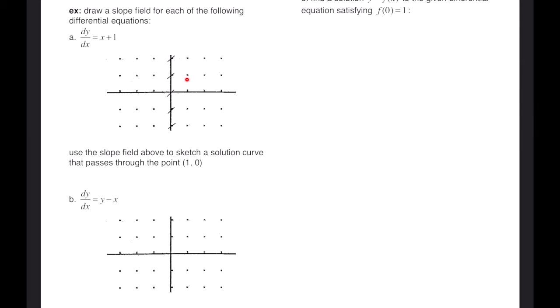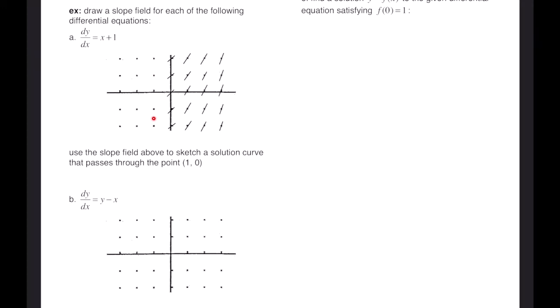Moving to the right, all of these points have an x-coordinate of positive 1. So when you plug in positive 1 right here for x, you get 1 plus 1 is 2. So your slope is equal to 2. So along this line, you're going to draw line segments with slope positive 2. Along this vertical line, your x coordinates are 2. So we're going to plug in 2. 2 plus 1 is 3. So we're going to have line segments with slope 3. And over here, this was x equals 3. We plug that in and we get slope of 4.